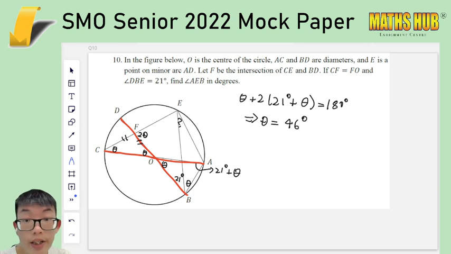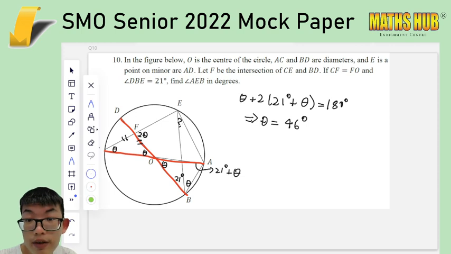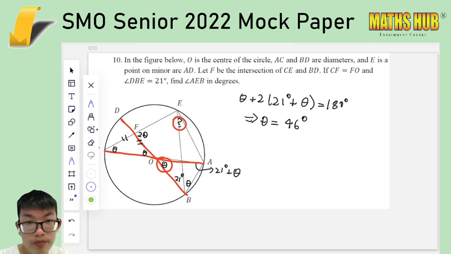So we're supposed to find angle AEB. AEB is just half of angle theta, as we can see, right? Because AEB will be half of this angle theta here. So we are done effectively, even faster than we might have thought.